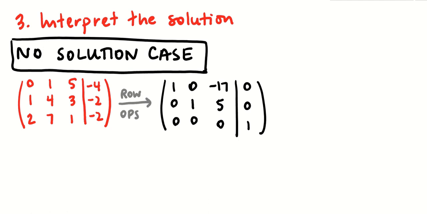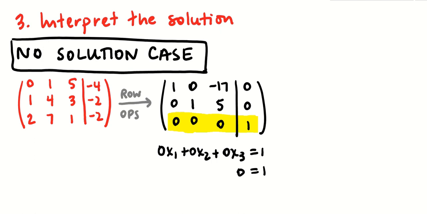Right, so there it is. I've row reduced it, and really the big issue is this row of all zeros and then a 1 on the far right. What this is saying is that 0x1 plus 0x2 plus 0x3 is equal to 1. No matter what x1, x2, x3 are, if I multiply them by 0 and add them together, this is like saying 0 equals 1. So if we see that, we know that we have a no solution scenario.